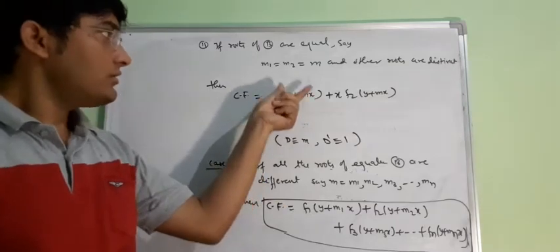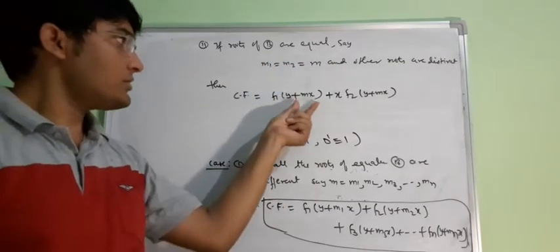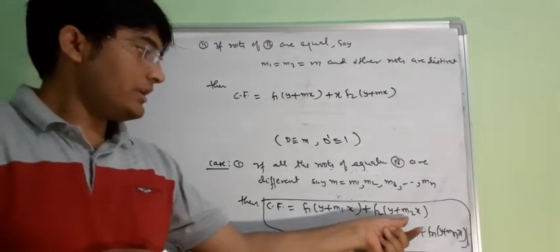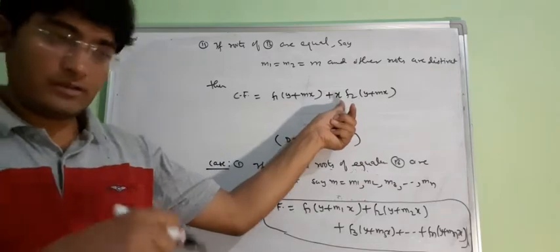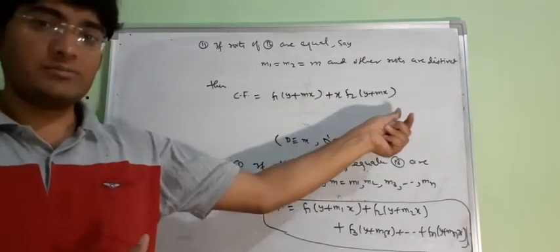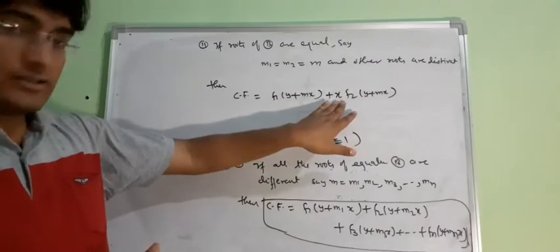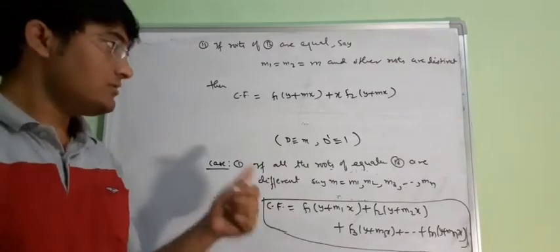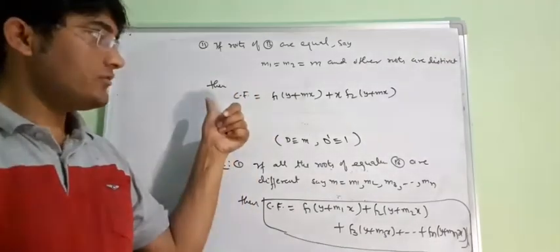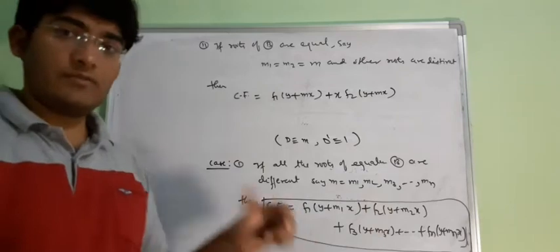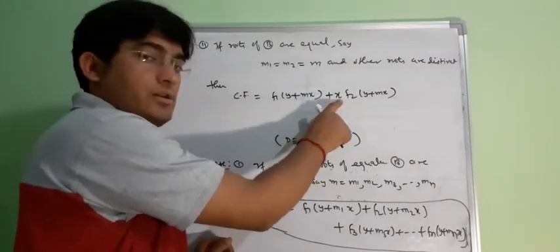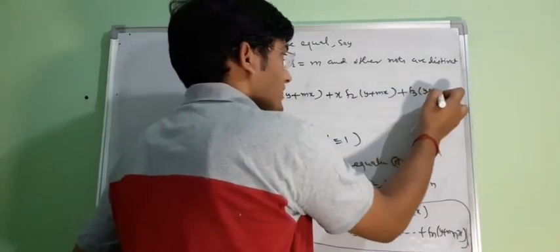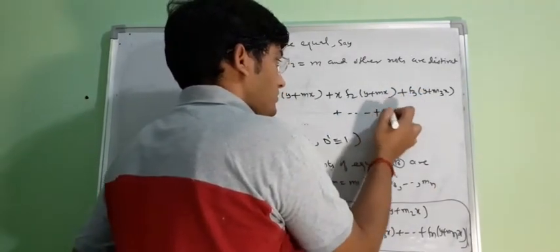As the first, for m1 equal to m, our solution will be f1(y + mx). As m1 and m2 are equal to each other, so our next solution will be x times f2(y + mx). If we do not write this x, then we will have n minus 1 solutions, and as the degree of the differential equation was n, we must have n roots. That is why we have taken x here, so that these two terms do not combine. So the third term will be f3(y + m3x), because all other roots are distinct.